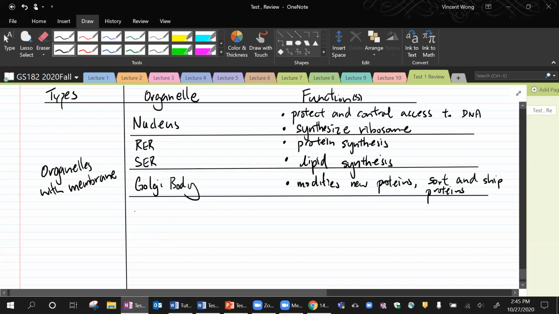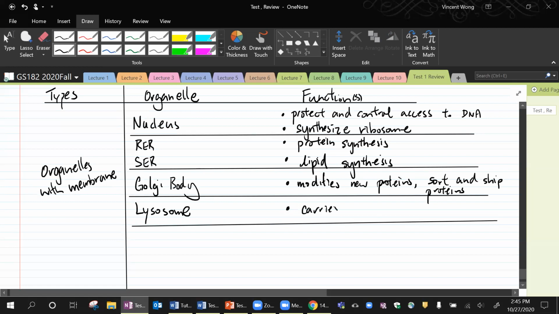And we have lysosome. Okay, lysosome. Lysosome, in one simple word sentence, basically carries out cellular digestion. Okay, so you either digest old and worn out organelles, or you digest things that you are ingesting.